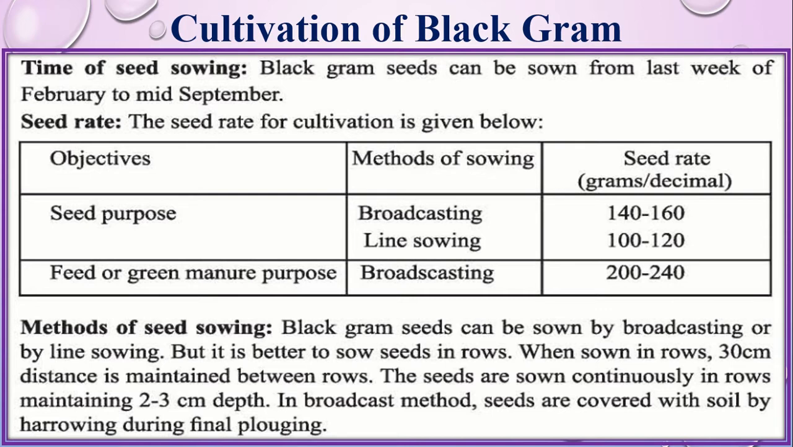And sowing the seed is from the last week of February to mid September. That means that is the end of the Rabi season.